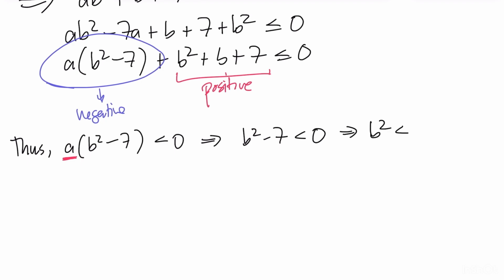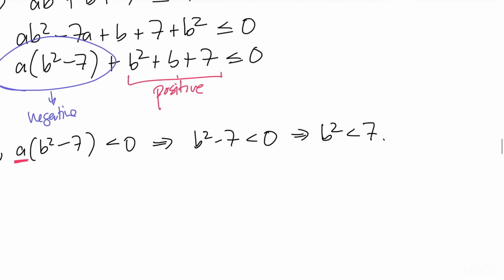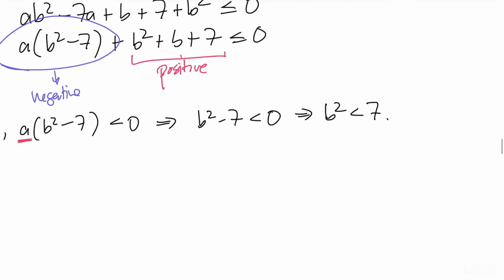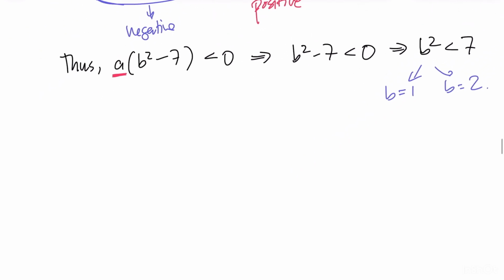So this implies that b squared minus 7 is less than 0. So b squared must be less than 7. And since b is a positive integer, there are only 2 values for b here. So it's either b equals 1 or b equals 2. If it's 3, 4, 5, this inequality wouldn't hold.